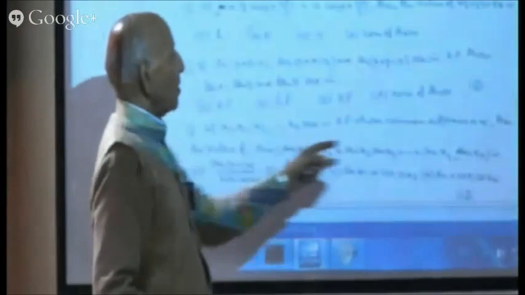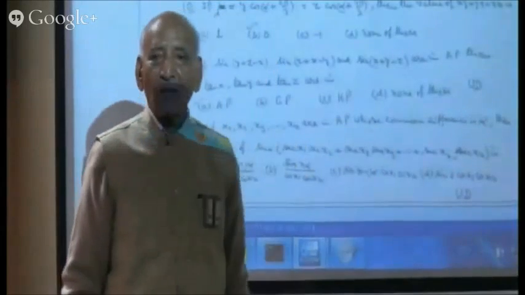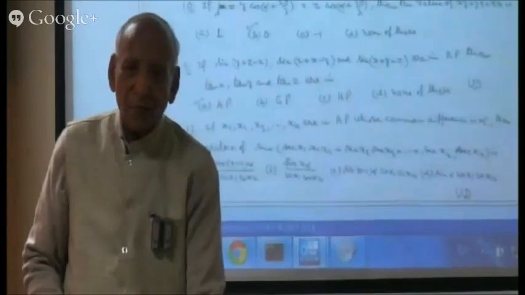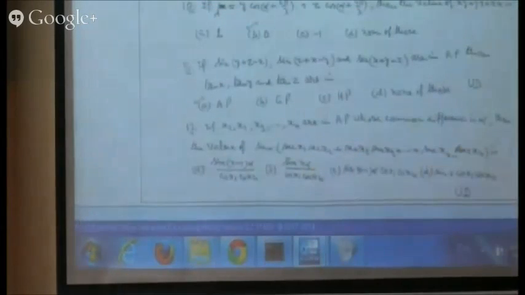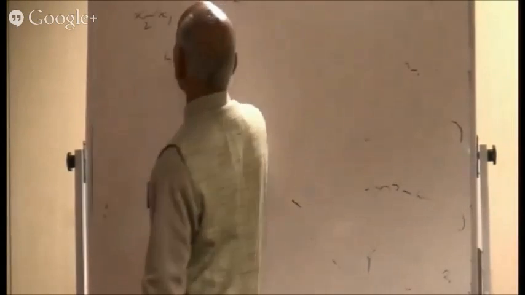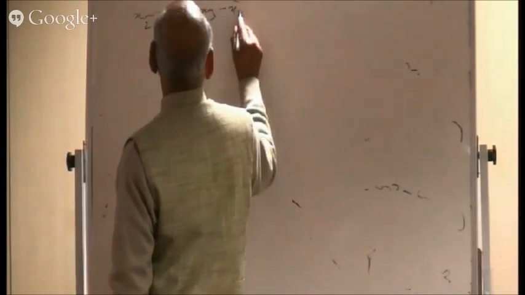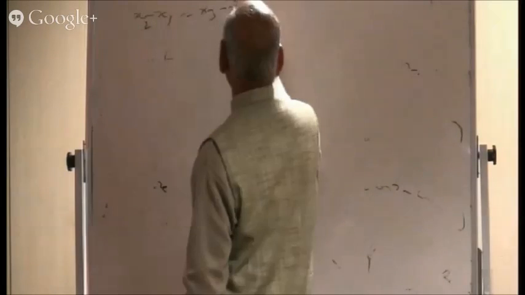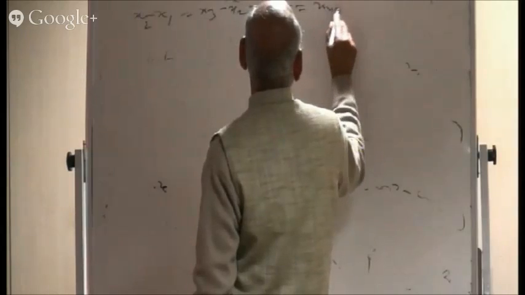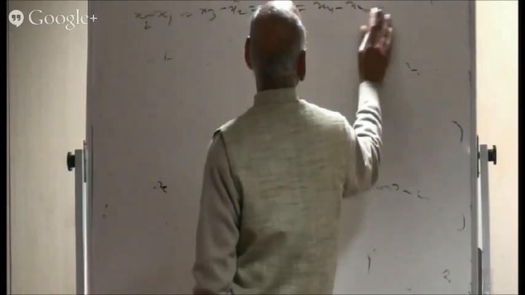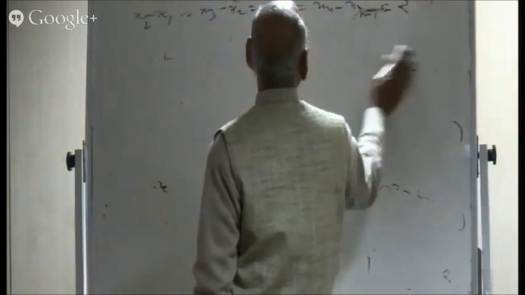So here are x1, x2, x3, and xn. They are given to be in AP, and the common difference is alpha. What does it mean? All these numbers are in AP, and the common difference is alpha. Now, x2 minus x1, will this be alpha? What will be x3 minus x2? Will it be alpha? And so on. So this will be xn minus x(n-1), and each will be equal to alpha.